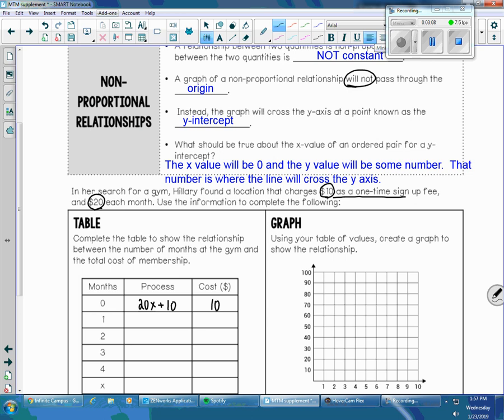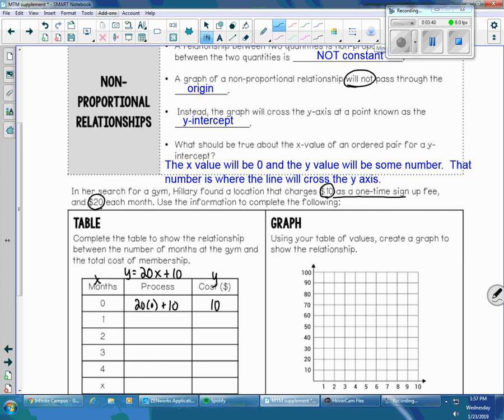Actually, I should have put the 20x above that. So let's put it up here. My total cost, which is going to be y, is going to be equal to 20 times the number of months plus 10. And again, that 10 is only paid one time, and that's at the beginning. So 20 times 0 plus 10. What does this mean in the context of the problem? Before I even go into the gym one time, I've got to pay 10 bucks.